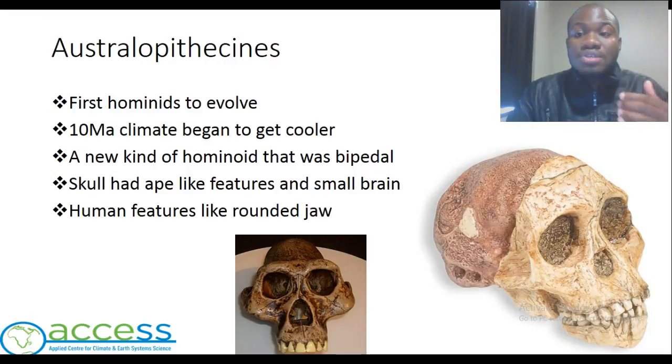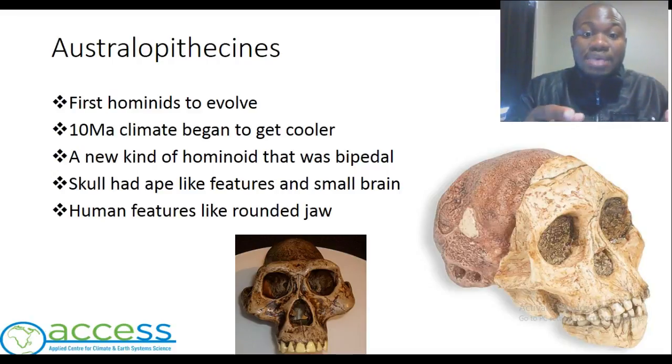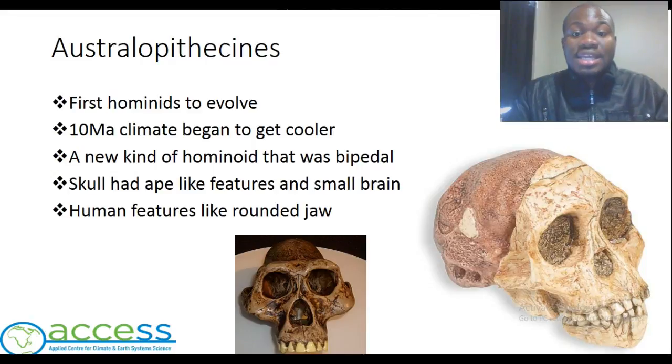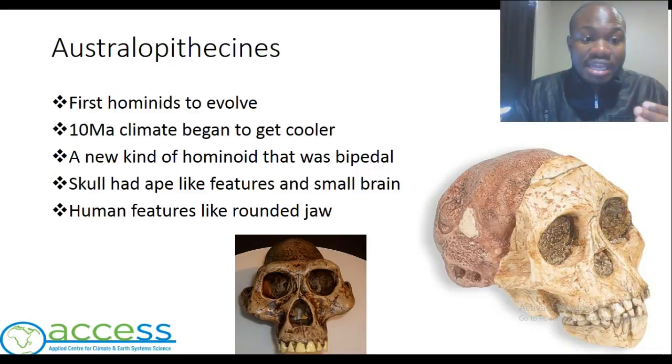And these were also said to be bipedal. By bipedal, as I had alluded earlier on, they were able to walk upright. And as they were able to walk upright, it enabled them to move into the surrounding regions to look for food to survive. And these Australopithecines had ape-like features and a small brain.